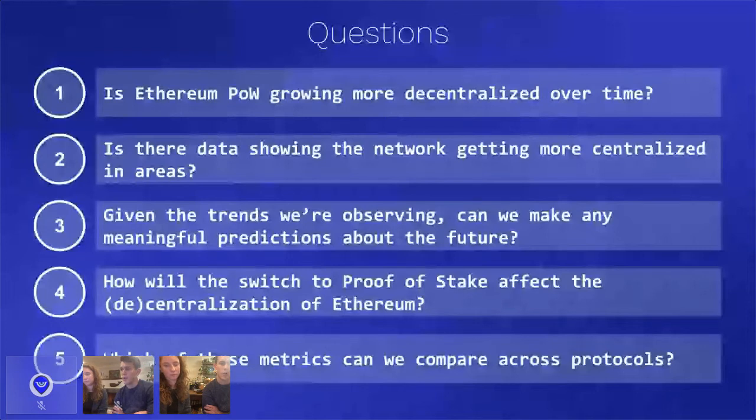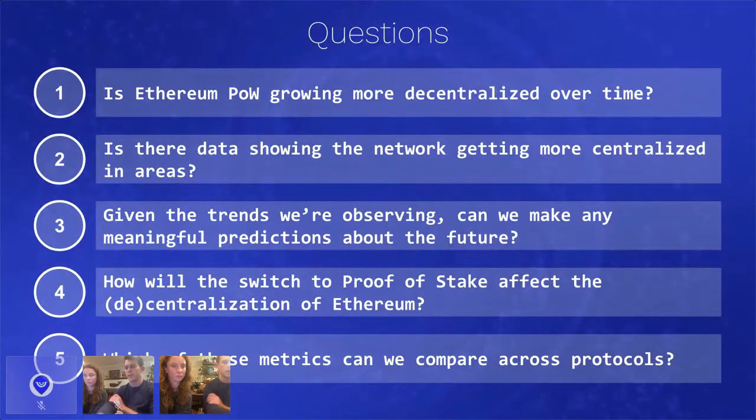Is there data showing that the network is growing more centralized in certain areas? Given the trends that we have observed and are observing, can we make any meaningful predictions about the future? How will this switch to proof of stake affect the centralization or decentralization trends of Ethereum? And which of these metrics are we able to compare across the protocols? Those are the questions that we started framing this investigation off of.